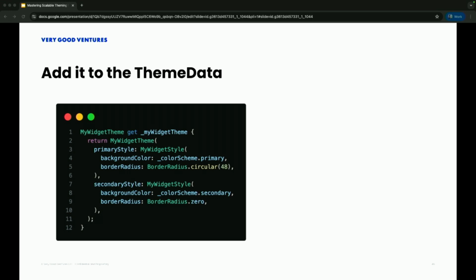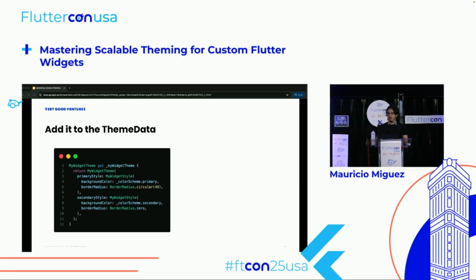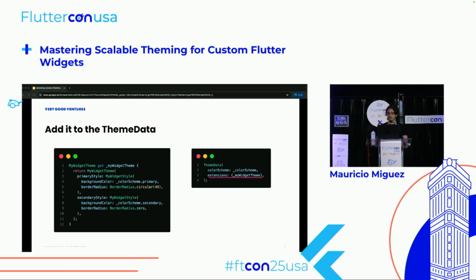Then it's just a matter of adding our extension to the actual theme data and making it part of your whole theme in your application. In this case, I instantiate our widget style class two times, the first corresponding to the primary style and the second to the secondary style. So we have this difference in style with different background colors and border radius. Then we use the extensions property inside the theme data, and this is actually an iterable of extensions. In this case, I'm only setting one extension for the demo, but you can set as many as you want and have your theme data class be as customizable as you want.